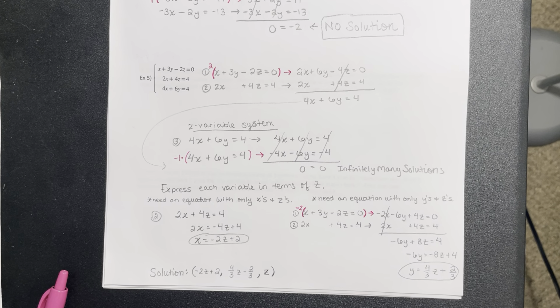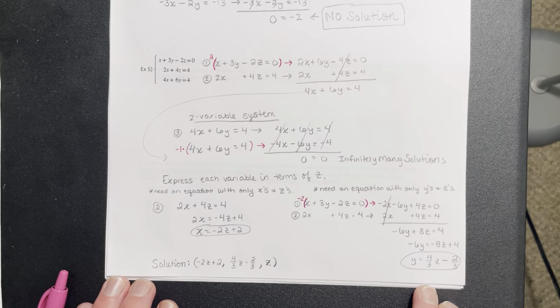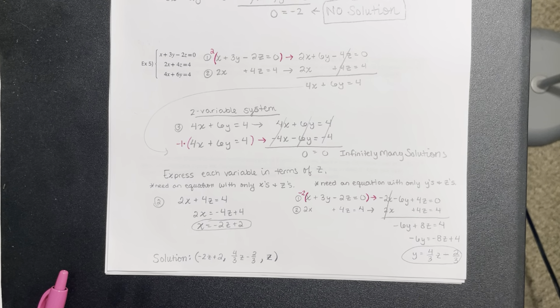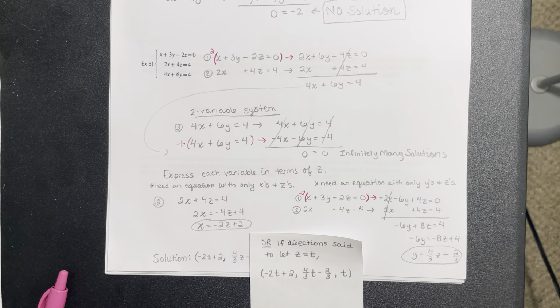So I put the first and second equation together, multiplied by negative 2 to eliminate my x's, and that resulted in an equation that was only y and z. If I solved for y, I can express y in terms of z. Therefore, my solution would look like x as negative 2z plus 2, y as 4/3 z minus 2/3, and z is just z.